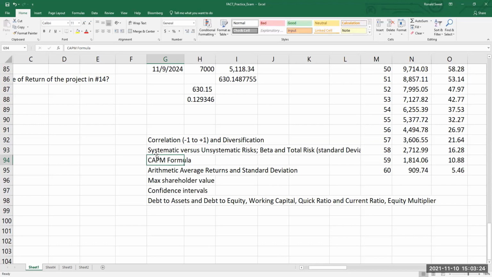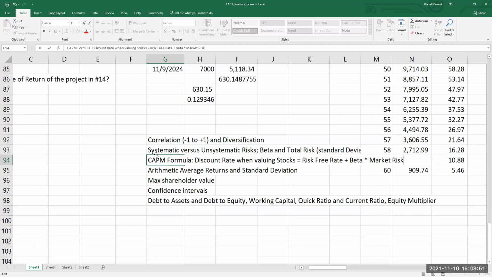All right, so we're getting close here. The CAPM formula, let me just give it to you. You can look at it and we'll maybe do some problems. The CAPM formula says the discount rate when valuing stocks equals a risk-free rate, that's usually the yield on a 10-year treasury, plus beta, which we just talked about, times what we call a market risk premium.